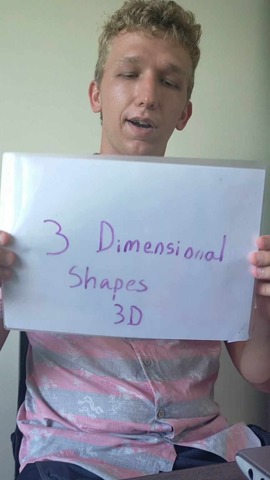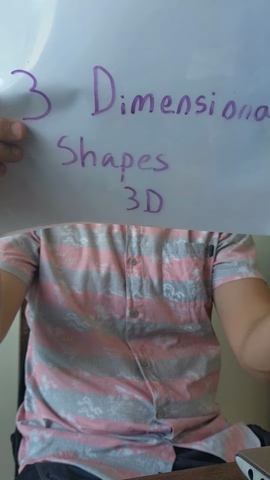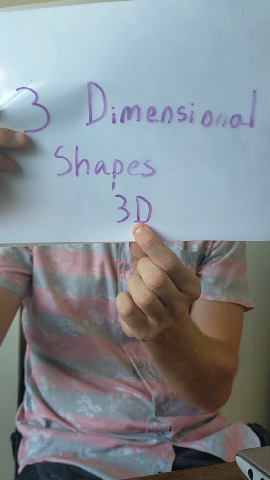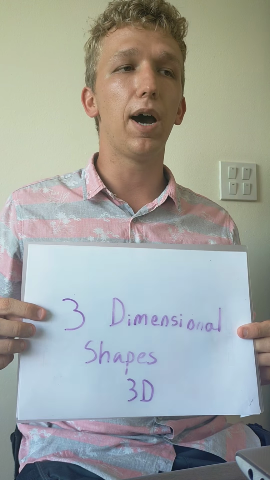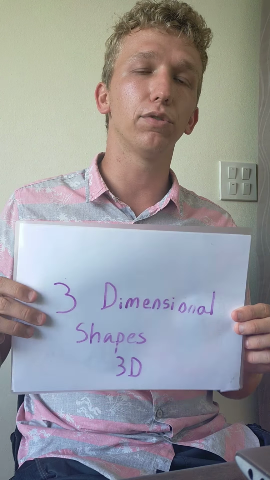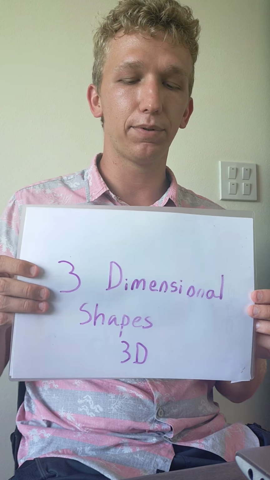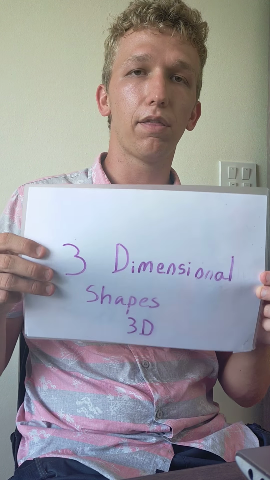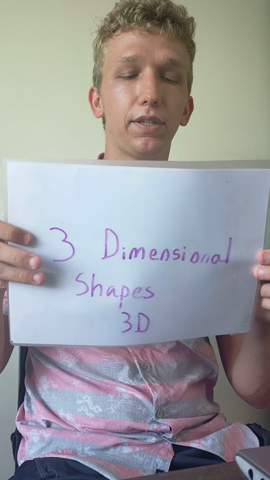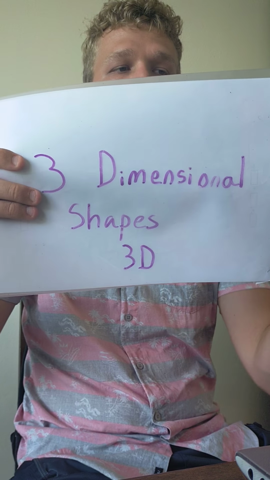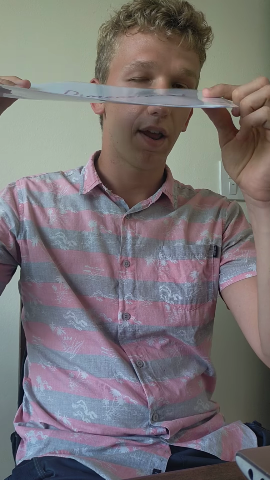Today we are going to talk about three-dimensional shapes, also called 3D shapes. Up until this point, we've only learned about two-dimensional or 2D shapes. The difference between 3D shapes and 2D shapes is 2D shapes have width and length, but they do not have height. If you turn a 2D shape on its side, it becomes really hard to see. It almost disappears, and that's what makes it a 2D shape.